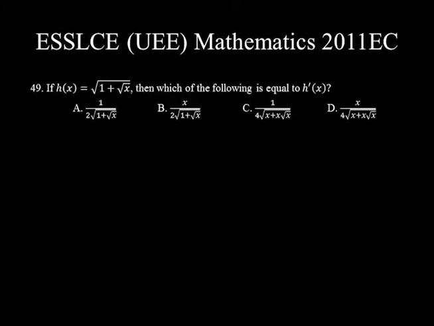Question number 49. If h of x is equal to the square root of 1 plus the square root of x, then which one of the following is equal to the derivative of h of x?